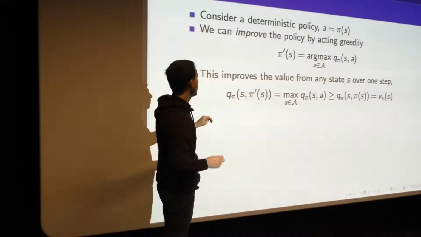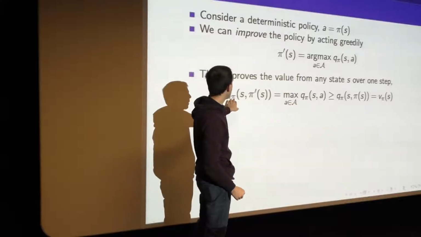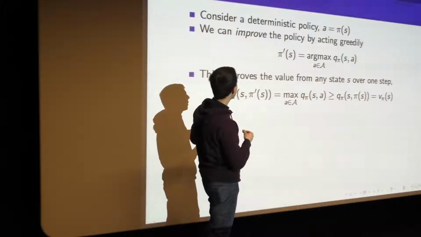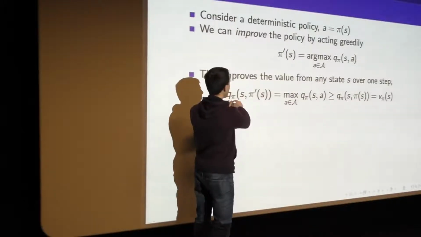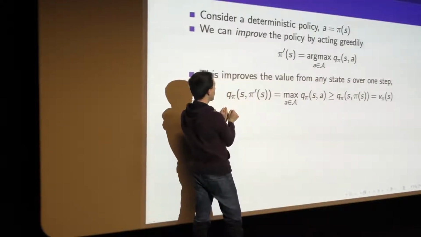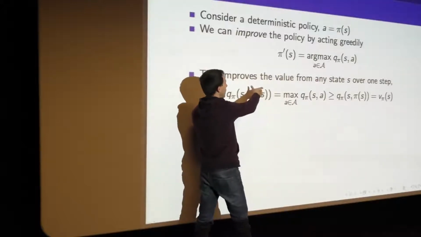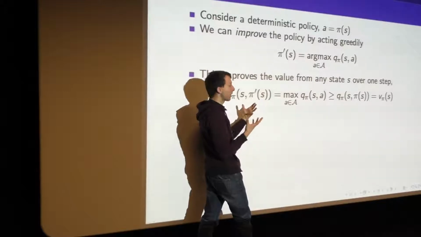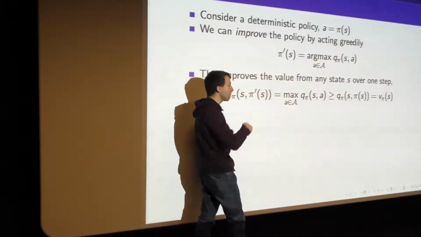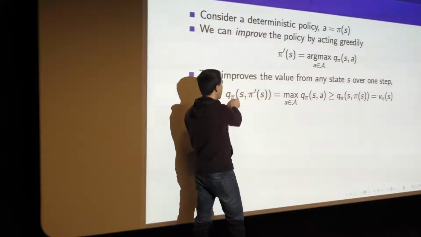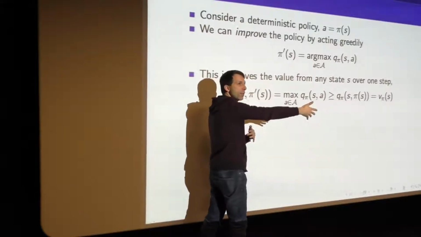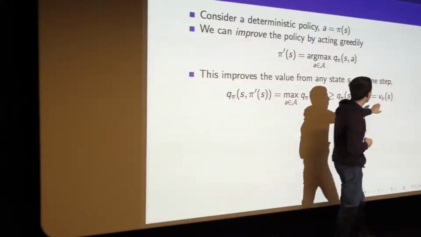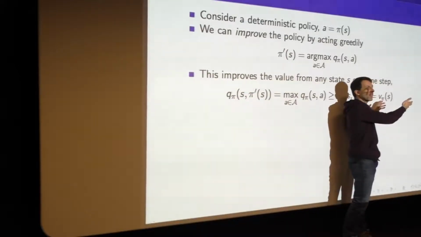And the answer is yes, and the reason is, if we start off with our action value here, what we want to show is that if we were to take our new policy, pi prime, our new greedy policy, and follow it for one step, and then follow pi forever afterwards, we want to know whether that gets more or less value than just following our policy all the way from that state.